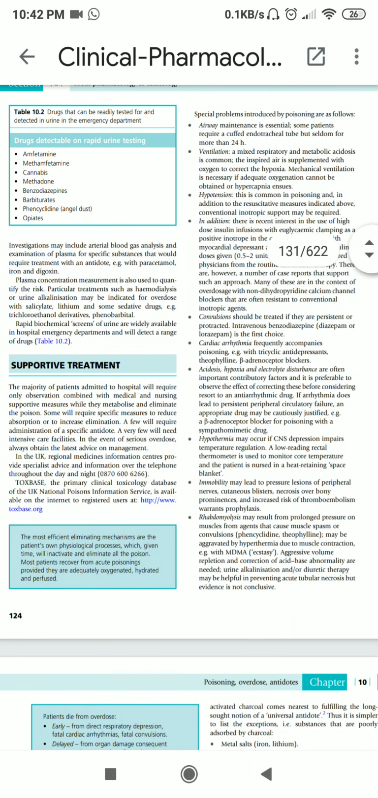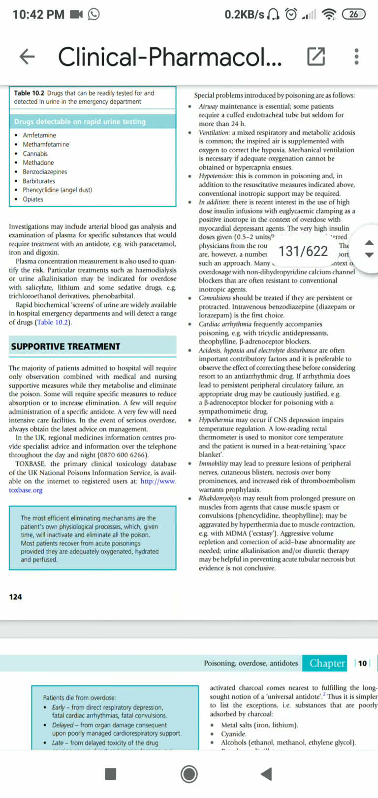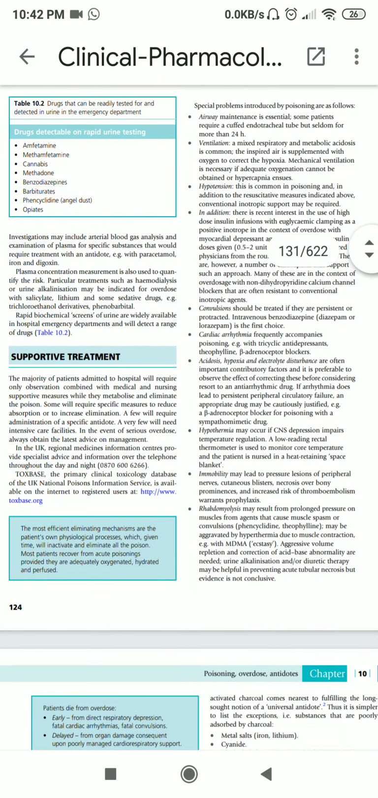So urine tests are done which can tell us about drugs such as amphetamine, methamphetamine, cannabis, methadone, benzodiazepines, barbiturates, phencyclidine, opiates, etc. The majority of all these drugs are from the CNS category of drugs, which generally go to the brain and cause different actions in the brain. So these are detected in urine.